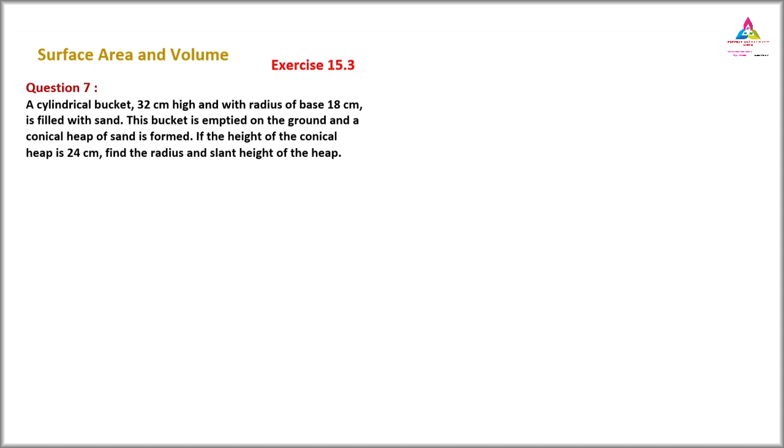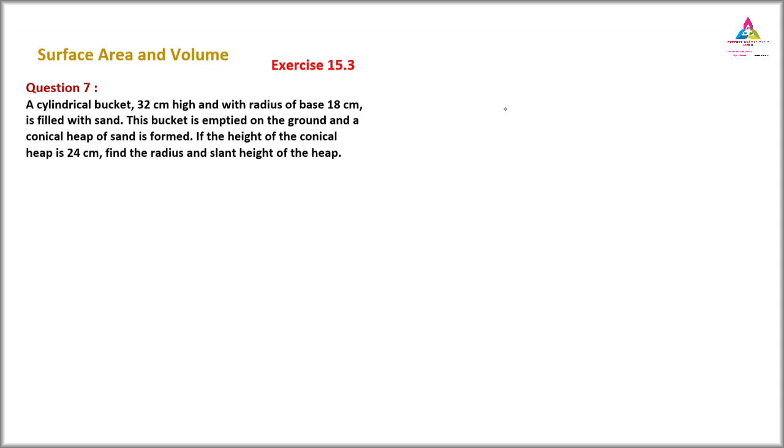Question number 7. A cylindrical bucket 32 cm high and with a base radius of 18 cm is filled with sand. This bucket is emptied on the ground and a conical heap of sand is formed. If the height of the conical heap is 24 cm, find the radius and the slant height of the heap. So this is the question they have mentioned.